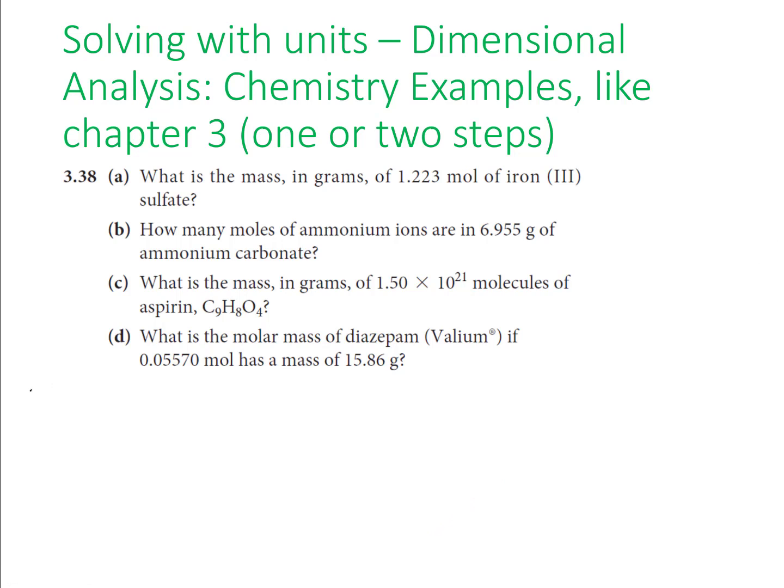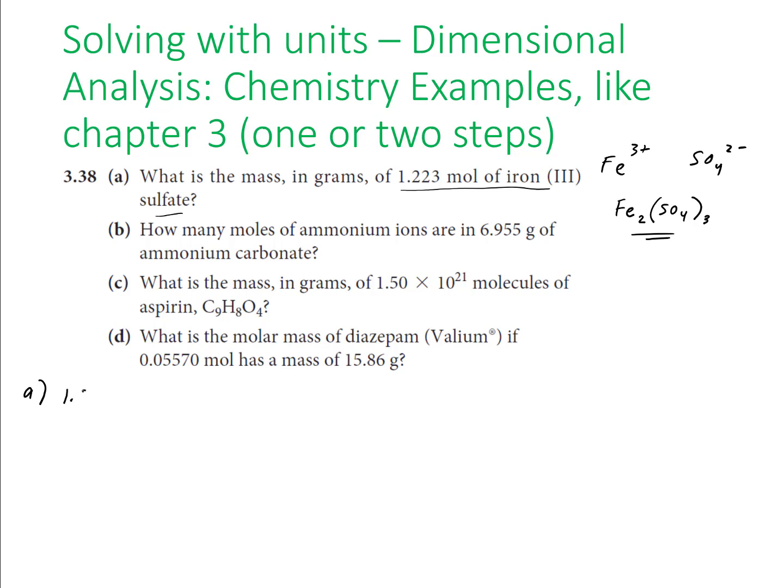So in part A, it says, what is the mass in grams of 1.23 moles of iron sulfate? So iron 3 sulfate, that would be Fe3+, and sulfate is one of the polyatomic ions you're supposed to have memorized, so it's SO4 2-. So when I write my formula, it's going to be Fe2(SO4)3. And that's important because I'm going to need to know the molar mass of this to do this problem.